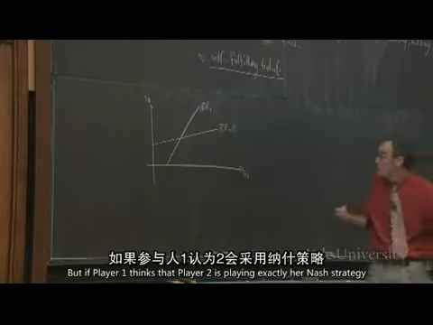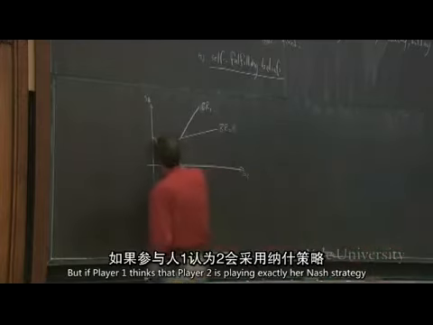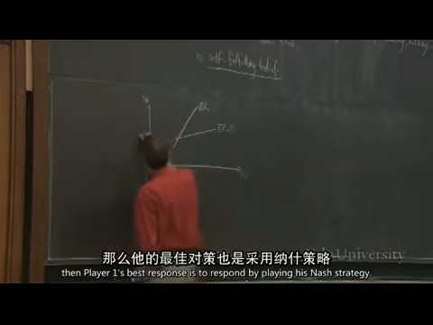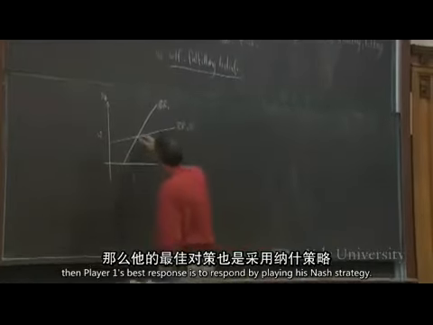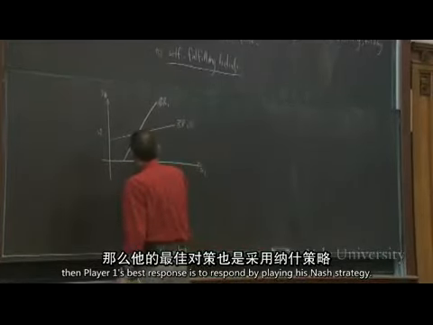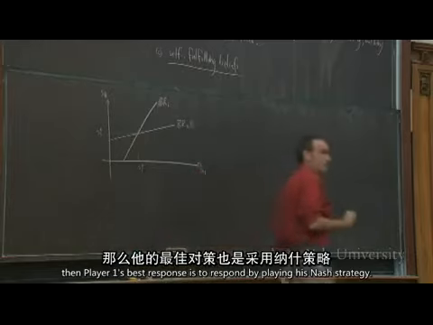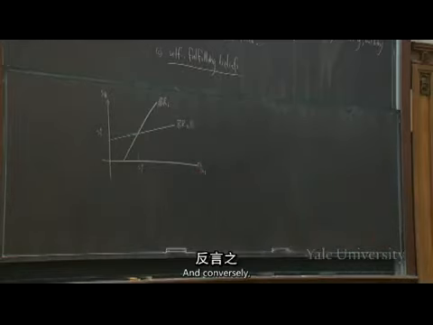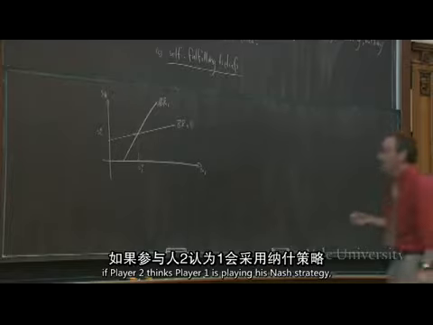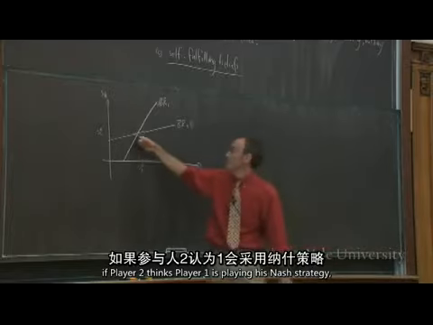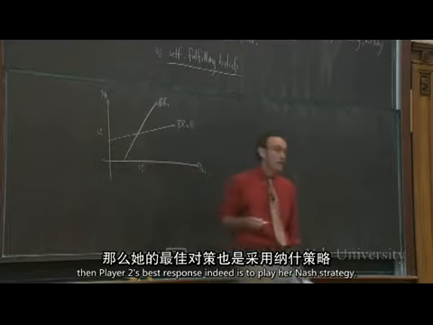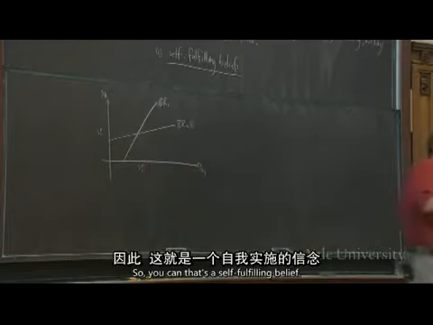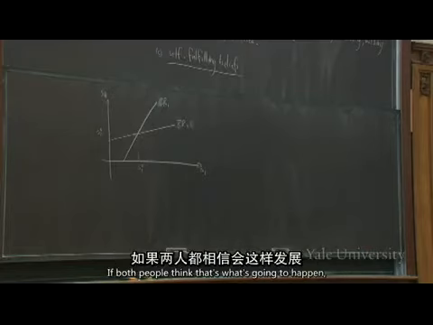But if player 1 thinks that player 2 is playing exactly her Nash strategy, then player 1's best response is to respond by playing his Nash strategy. And conversely, if player 2 thinks player 1 is playing his Nash strategy, then player 2's best response, indeed, is to play her Nash strategy. All right, so you can see that's a self-fulfilling belief. If both people think that's what's going to happen, that is indeed what's going to happen.